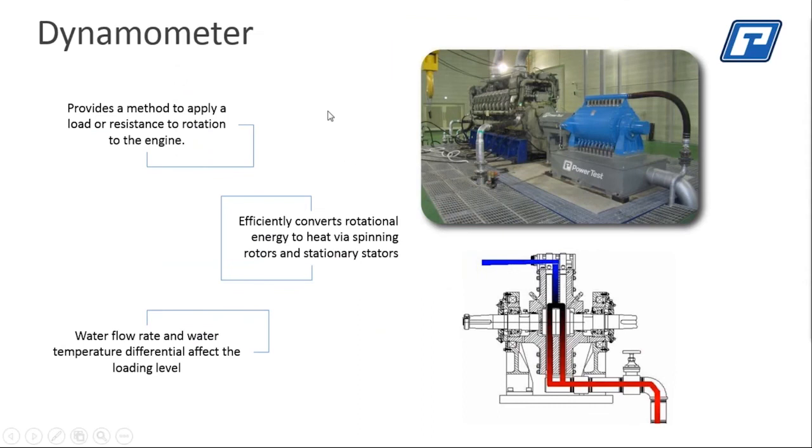Obviously it's the device that covers the load. Water flow rate and temperature differential affect the loading level. So we just discussed that. As the water flow rate into the dyno changes, that can be accomplished by either a variable speed pump, or in our case, we do use variable speed pumps, but we also use a servo actuated load control valve. We can vary the load on each of the systems. I'm going to move on here.